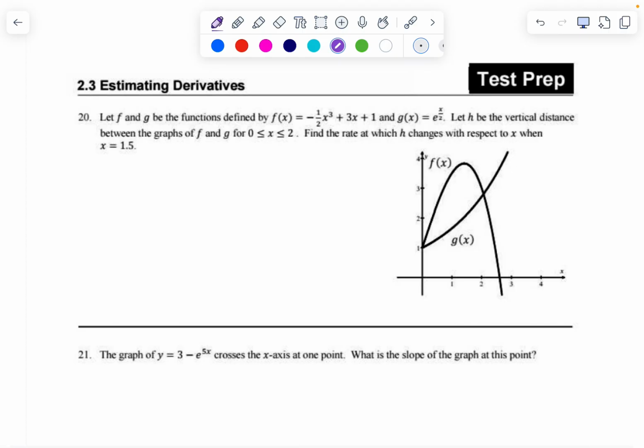All right, let f and g be functions defined as given here. Let h be the vertical distance between the graphs of f and g between x is 0 and 2. Find the rate at which h changes with respect to x when x equals 1.5. Okay?